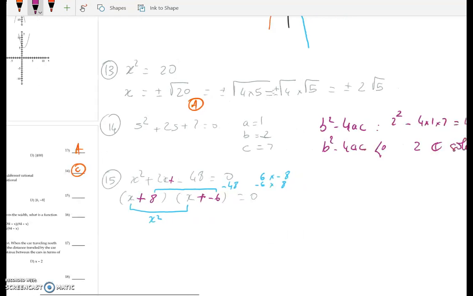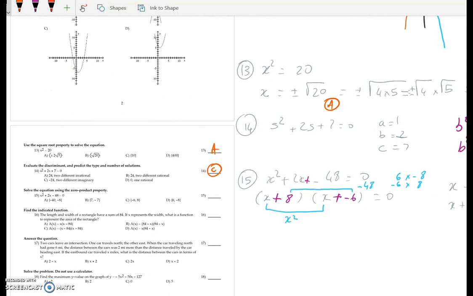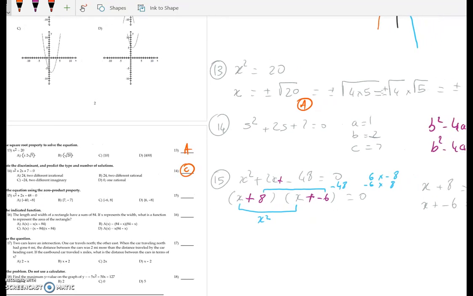Now I just have to finish by using the zero product property. X plus 8 equals 0 and x plus negative 6 equals 0. That gives me x equal negative 8, x equal plus 6. Okay, x equal negative 8 and x equal plus 6. And so the answer for question number 15 was supposed to be D. That's it. It was as simple as that.